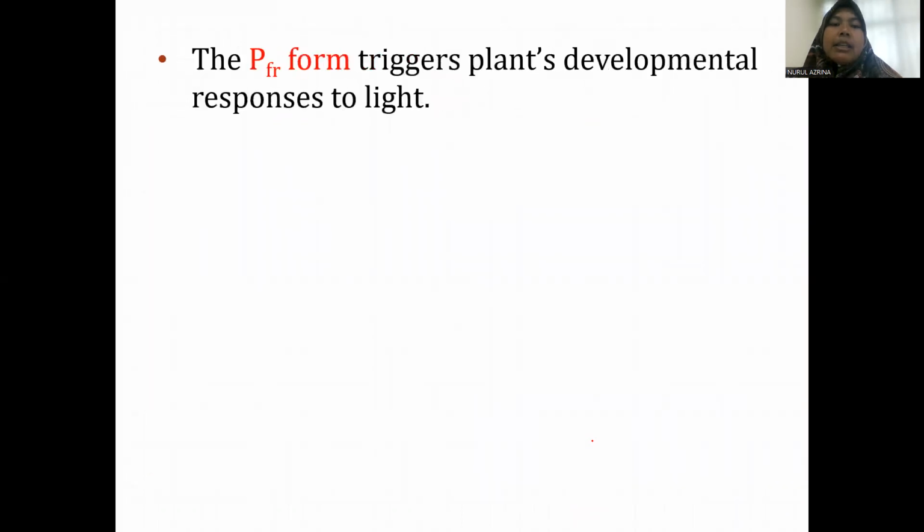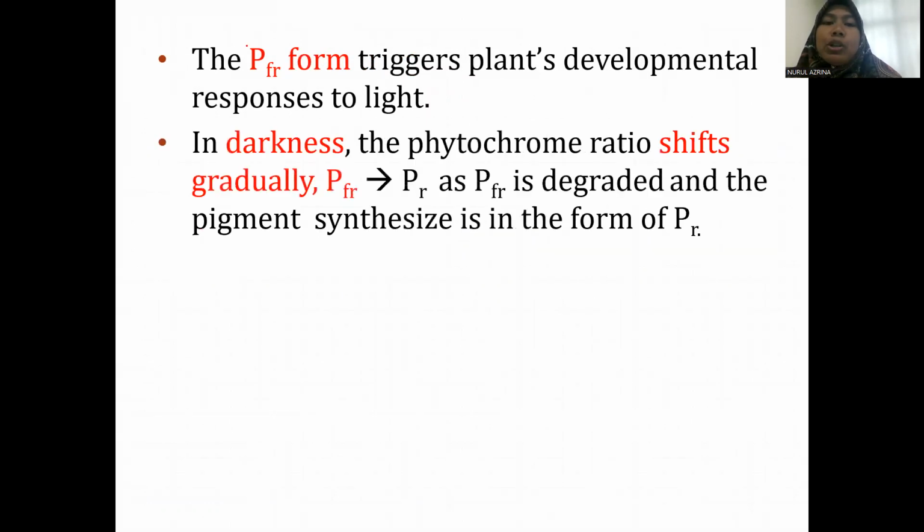Next, the PFR form triggers the plant developmental responses to light. Remember, since PFR is the active form.